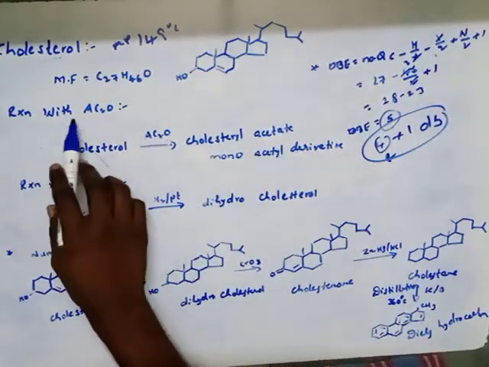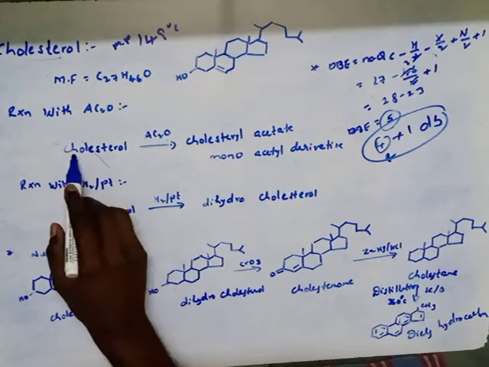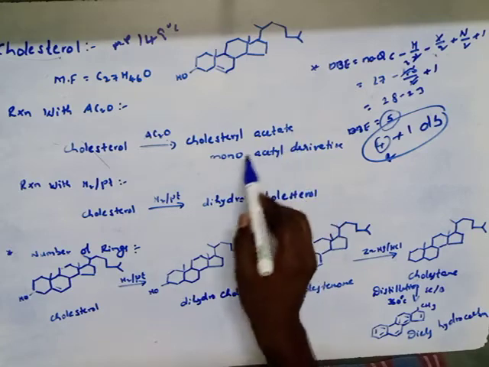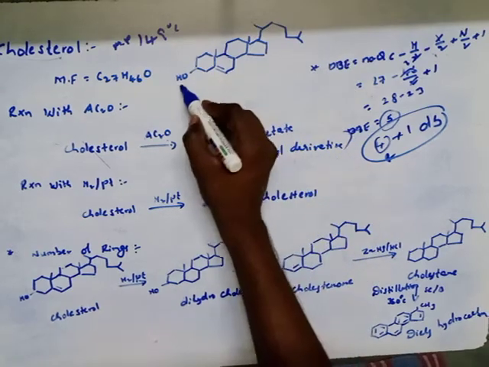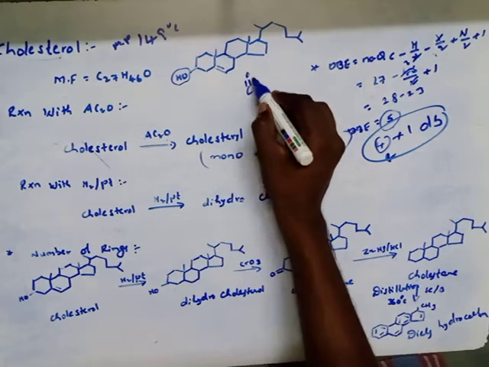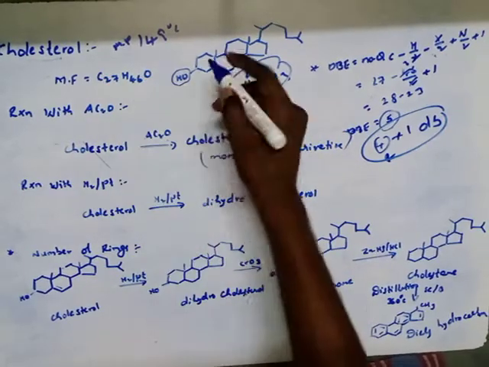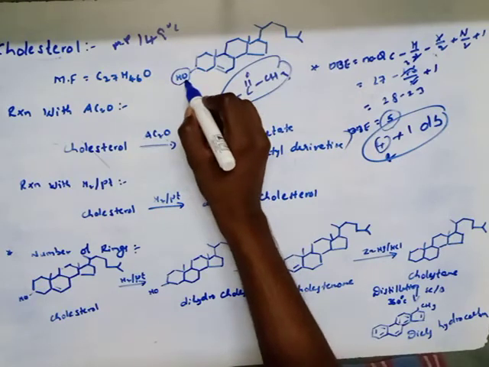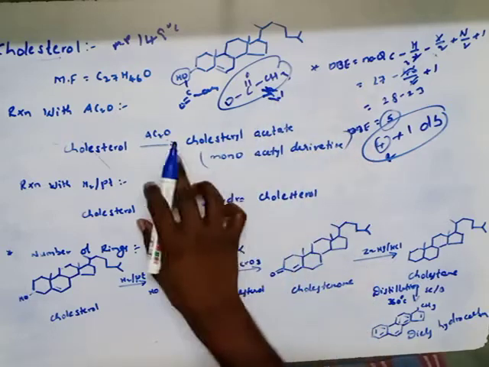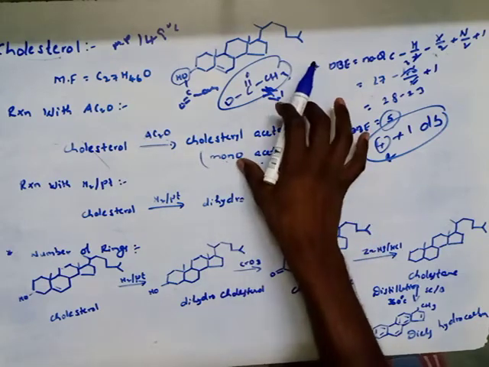Next, cholesterol reacts with acetic anhydride. Cholesterol reacts with acetic anhydride to form cholesterol acetate, a monoacetate derivative. Here the OH group is replaced by OC(=O)CH3, that is OAc. The reaction takes place here, and OC(=O)CH3 will be there. That is cholesterol acetate, also known as the monoacetyl derivative.